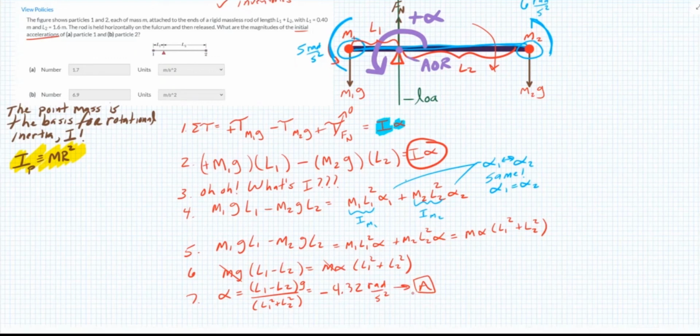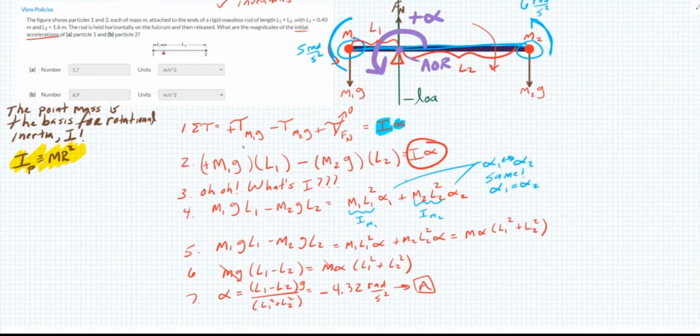Okay, let me just do a recalculation. 0.4 minus 1.6 times 9.8 divided by 0.4 plus 1.6. I better redo this. Hang on. Oh yeah, I see my mistake. Okay, same answer. Minus alpha A.